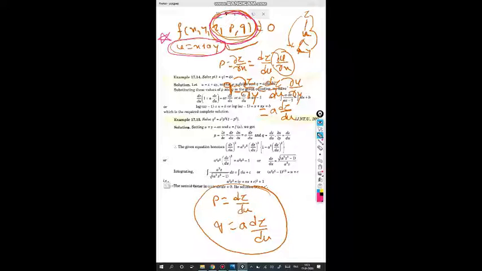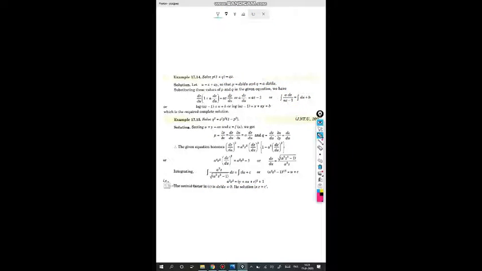If our form is in p, q, z, the first thing is to start the substitution: let u is equal to x plus ay. Next, remember that the value of p becomes dz by du, and the value of q becomes a dz by du. The partial differential equation is converted into an ordinary differential equation, and we can solve it by our ordinary differential equation method.